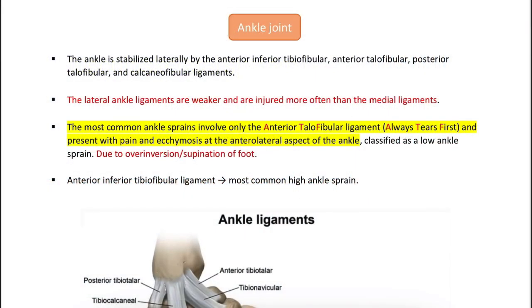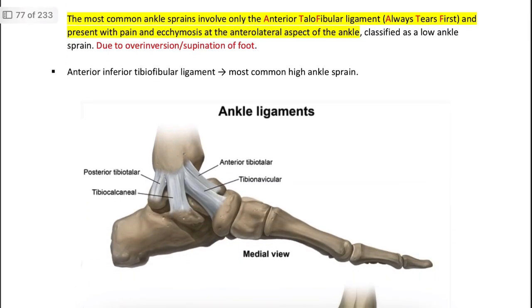Basic anatomy of the ankle joint. Let's begin with the anatomy of the ankle joint. The ankle joint is a hinge type synovial joint. If you are seeing this image, it is a hinge type synovial joint formed by the tibia, fibula and talus bone. So this ankle joint is made up of three main bones: tibia, fibula and talus bone.